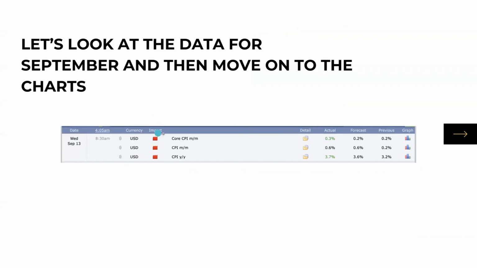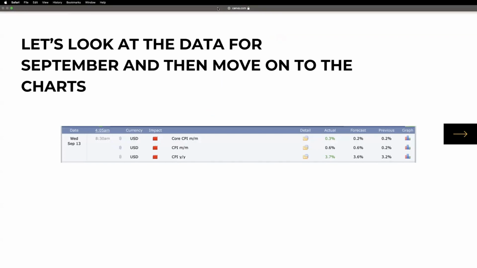So for September, we can see that the core CPI month on month increased to 0.3%, and the CPI year on year increased to 3.7%. So if you're looking at the core CPI, then it has indeed led to an increase. That means the coming few days from Wednesday, Thursday, Friday, it should be bearish.